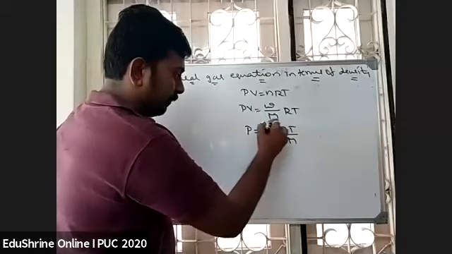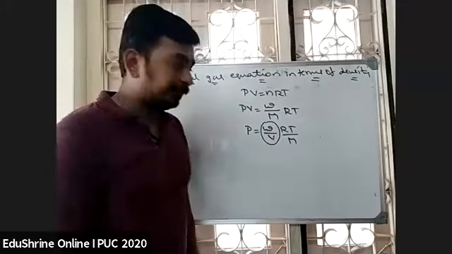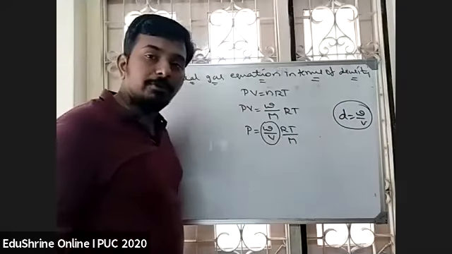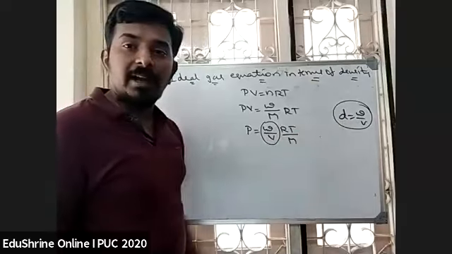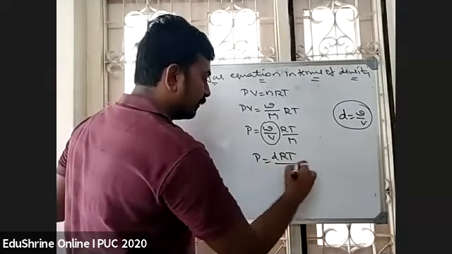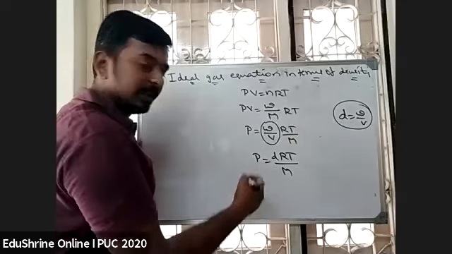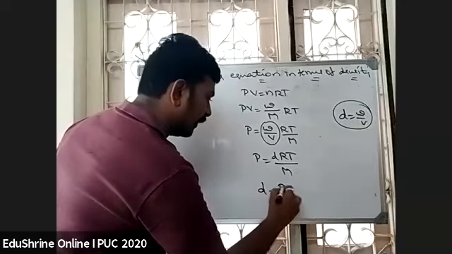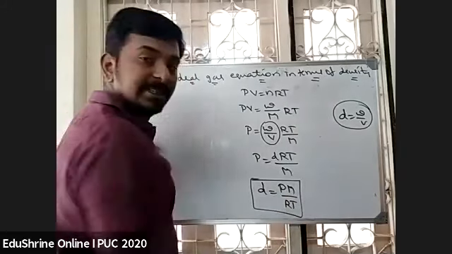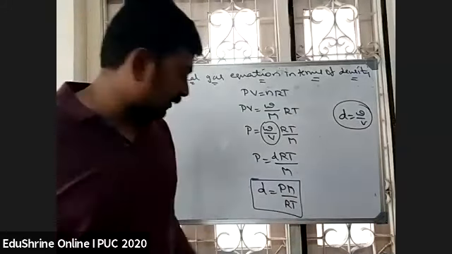We know that mass by volume is nothing but density. So instead of mass by volume, I'll write density. So P is equal to dRT by M. So in terms of density D, it will be equal to PM by RT. So this is the ideal gas equation in terms of density, students.